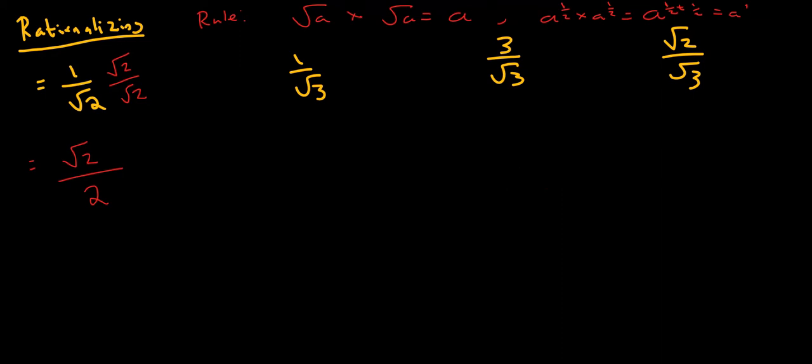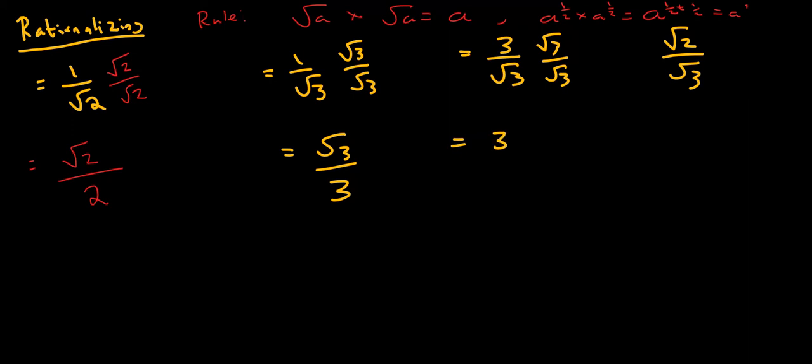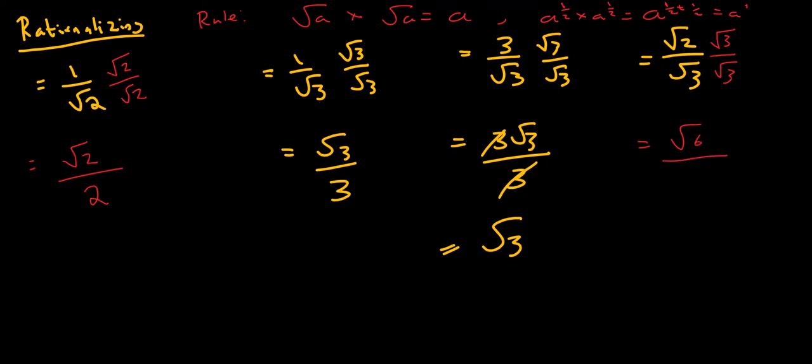Okay, so let's have a go at rationalising this. We multiply numerator and denominator by root 3 to get root of 3 over 3. Do the same here to get 3 root 3 over 3. The 3's cancel and we're just left with root 3. Okay, so I'm going to leave the last one for you to do. Pause the video. Okay, so hopefully you've done that now. We multiply numerator and denominator by root 3 to get root 6 over 3.